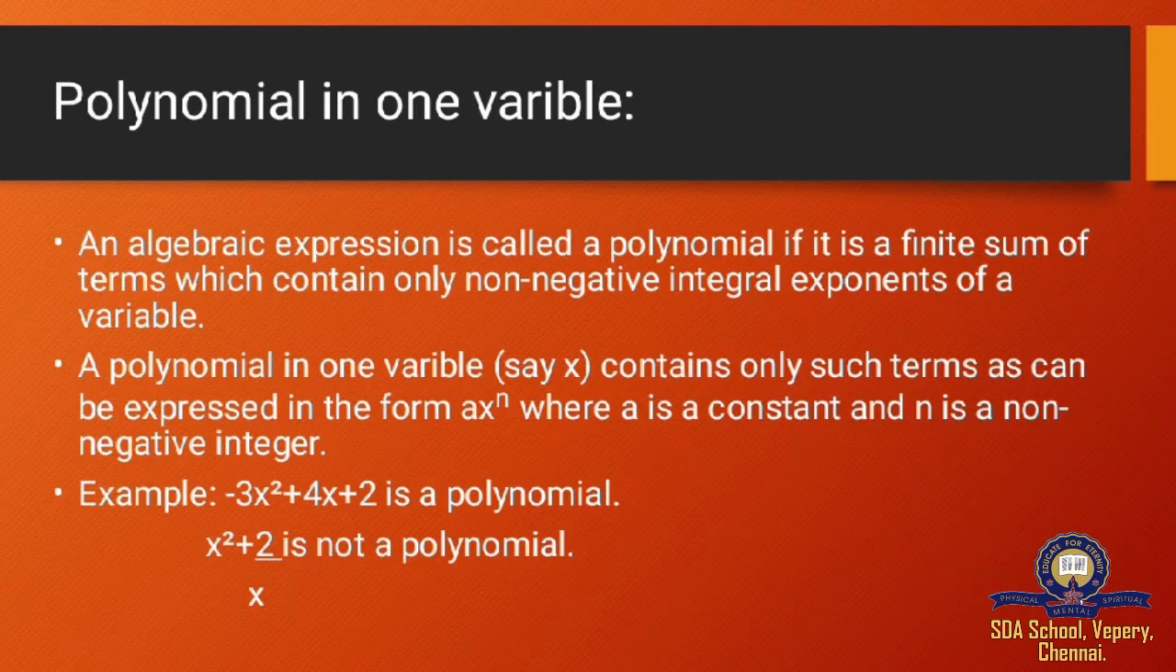Polynomial in one variable. An algebraic expression is called a polynomial if it is a finite sum of terms which contain only non-negative integer exponents of a variable. A polynomial in one variable, say x, contains only such terms as can be expressed in the form ax to the power n, where a is a constant and n is a non-negative integer. For example, minus 3x square plus 4x plus 2 is a polynomial because x doesn't contain any negative integer exponents.